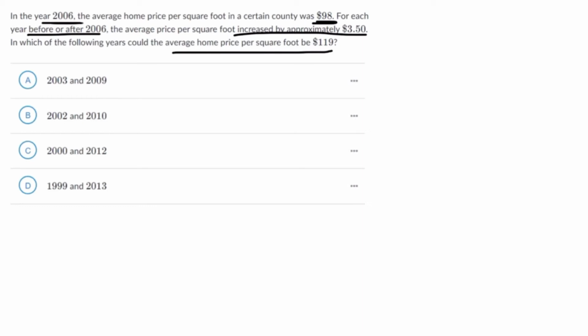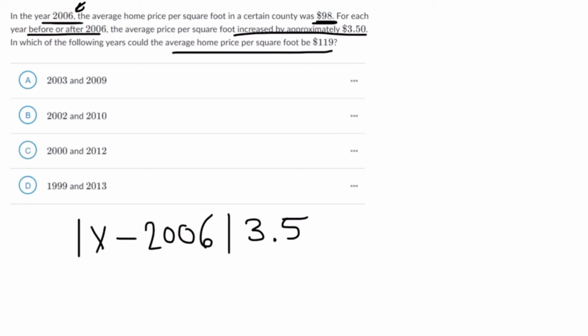Now they told us that in the year 2006, it's 98. Every year before and after 2006, it increased by 3.5, regardless if that was before 2006 or after, as long as there was an increase. So right off the bat, I can tell this is dealing with absolute values because they don't care if it's negative or positive. And we can just represent the years by saying x minus 2006. That way, if it's more than or less, it will still give us just the number of years after 2006. And they said every year after or before, it increased by 3.5. So we can multiply this by 3.5.